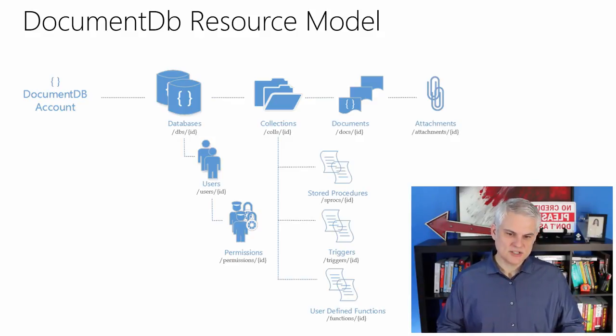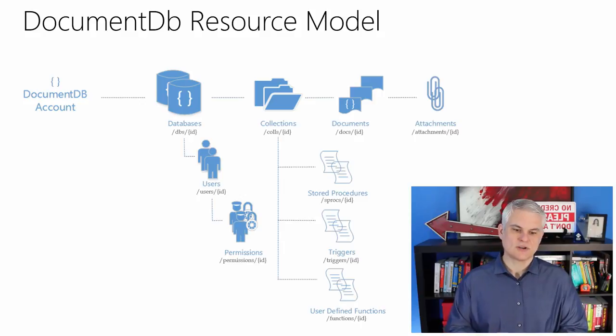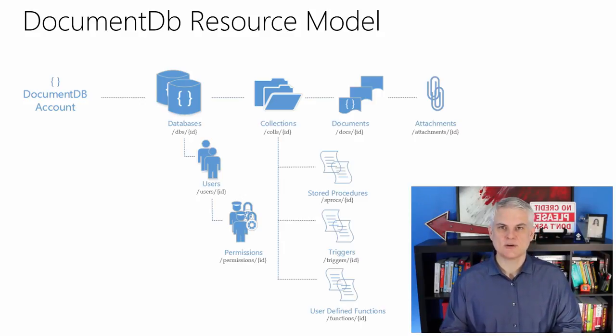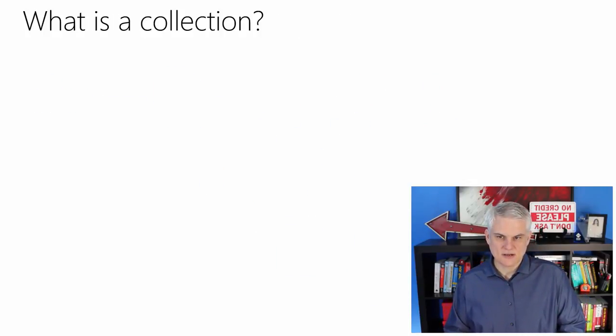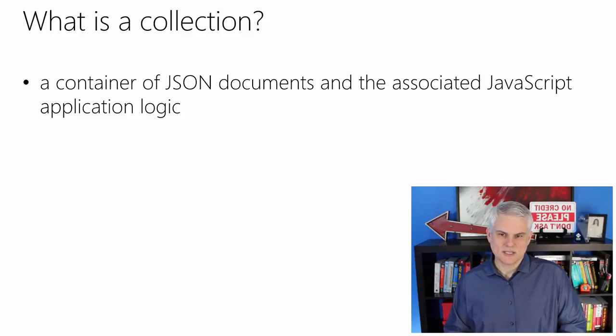What are collections? Well, collections are a combination of actual JSON documents as well as some of those programmatic features like stored procedures, triggers, and user-defined functions. Collections can also have attachments, so any kind of file, an image, things of that nature, although that will make your DocumentDB collections a lot larger than you might want. Let's dive into this notion of what a collection really is.